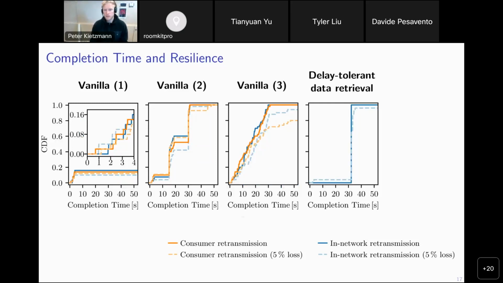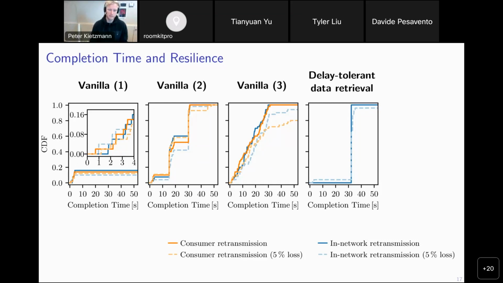In the delay-tolerant retrieval case, requests finish in almost exactly 32 seconds, which is the returned wait time of the gateway after the first interest request. With losses in place, two effects are notable. First, 5% of the requests finish in less than 3 seconds. Here, a loss of the first data packet, which contains a wait instruction, has triggered an in-network retransmission that could already be satisfied by the gateway.